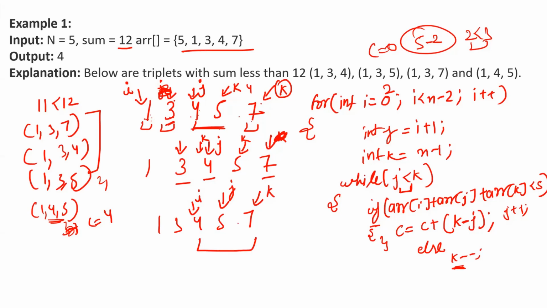So again, we'll be checking 4 plus 5. You can see again, this is not meeting the criteria that we do have. The sum will be greater than that of 12. So what do we have? We decrement the value of k.